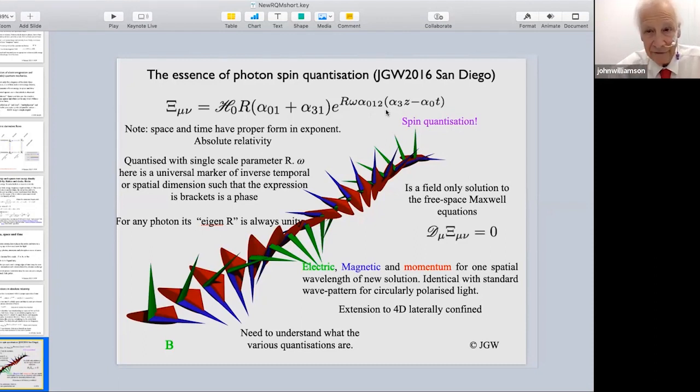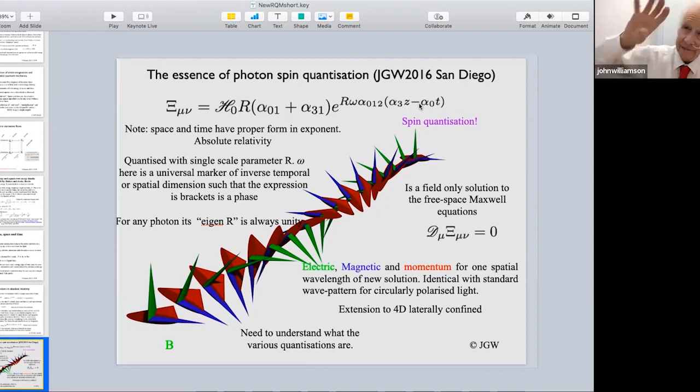However, if I extend this, not just alpha 3z minus alpha 0t, but alpha 3z plus alpha 2y plus alpha 2x, so I look laterally, or if I do r theta laterally, better, so alpha 3z plus alpha 2 phi plus alpha 1 r, then what I find for the r component is that it falls exponentially. The thing has a falling exponential envelope on it.